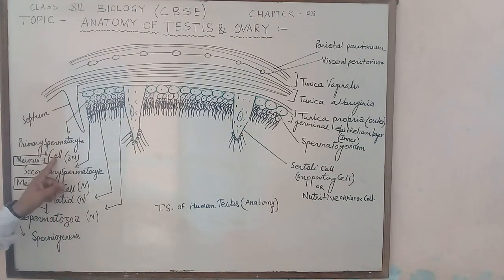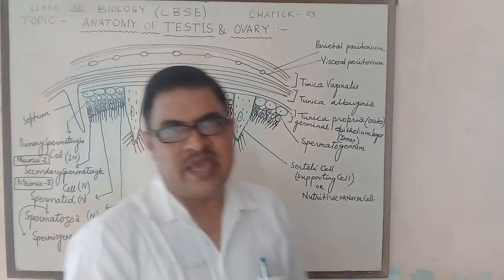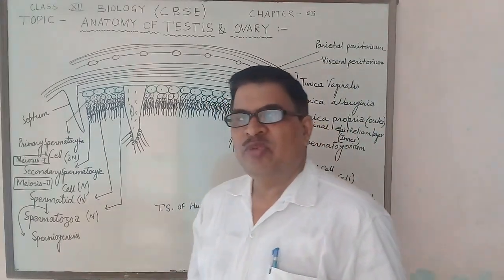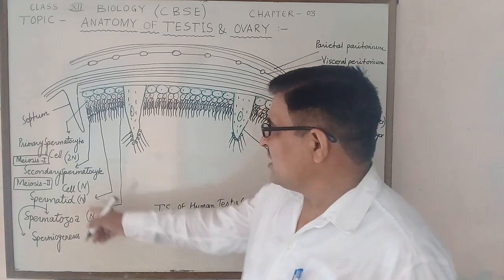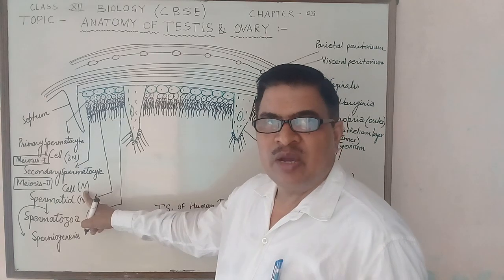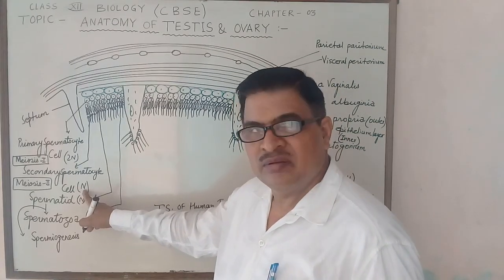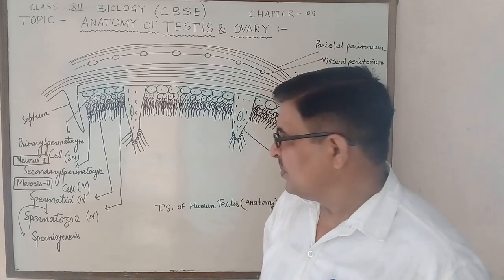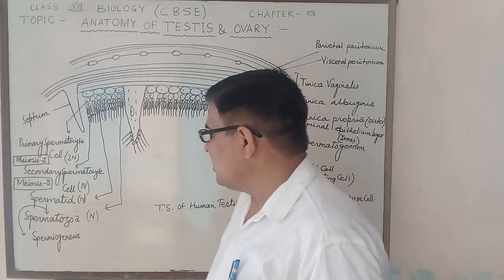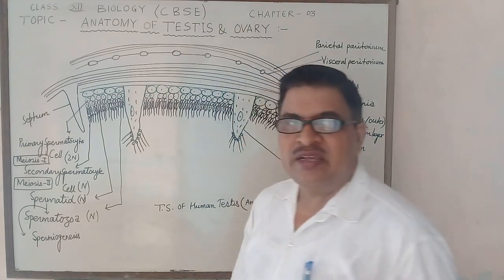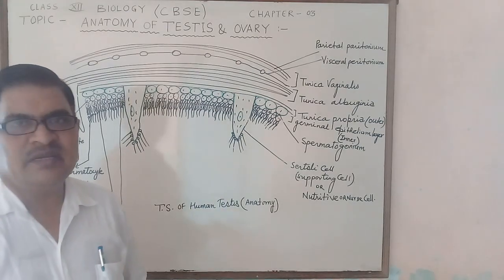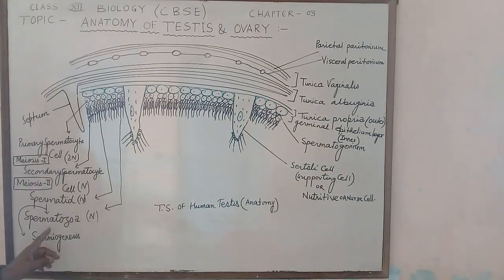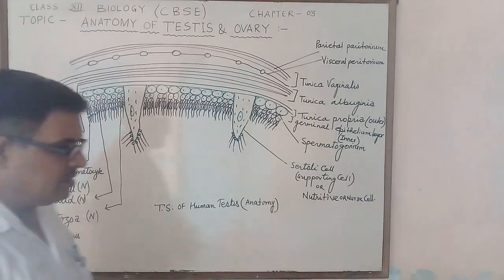The primary spermatocyte cell is diploid. Diploid means it is too young. Then, as a result of meiosis first in the primary spermatocyte cell, the secondary spermatocyte cell develops, which is haploid. When meiosis second occurs in the secondary spermatocyte cell, it produces spermatid, and spermatid later on modifies or differentiates into the motile cell, which is called spermatozoa.